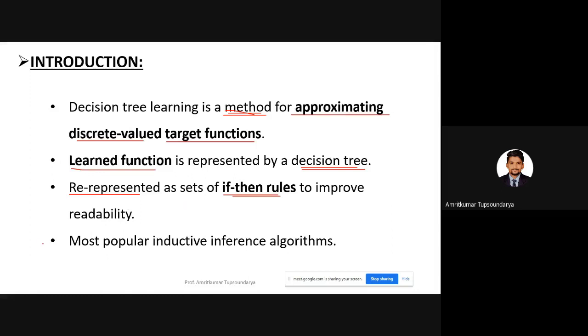Now, as I mentioned, decision tree learning is the most popular inductive inference algorithm. It is the algorithm which makes use of these inductive inferences. So, I hope you can understand now where this decision tree learning algorithm can fit in.